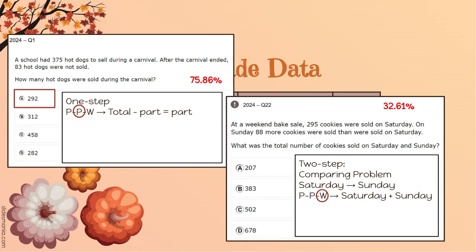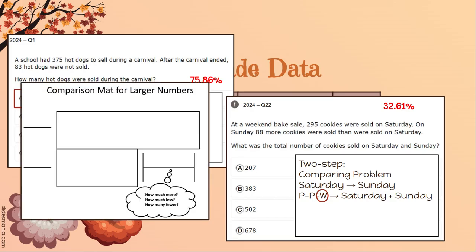It gives me Saturday, 295, but on Sunday, it tells me that there were 88 more cookies sold on Sunday than Saturday. So first we have a comparing problem where we have to solve for Sunday, and then we can add the Saturday and Sunday together, my parts, to get the total. Those comparing problems are tricky.